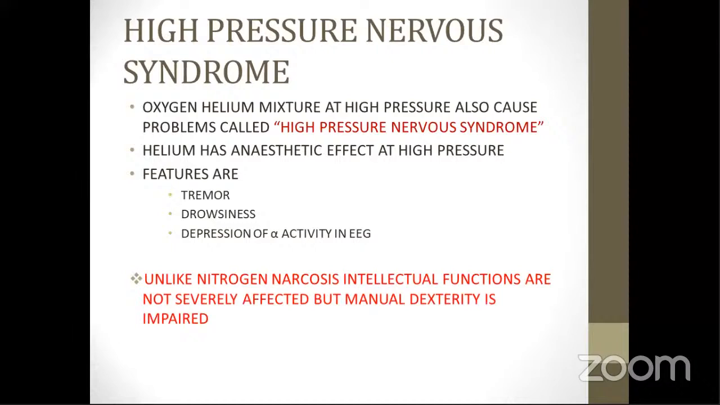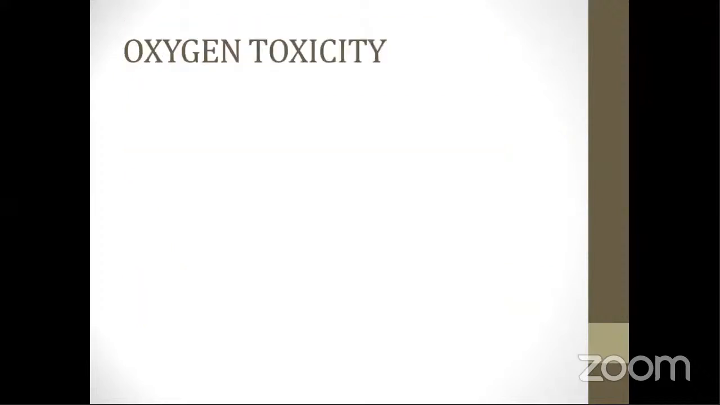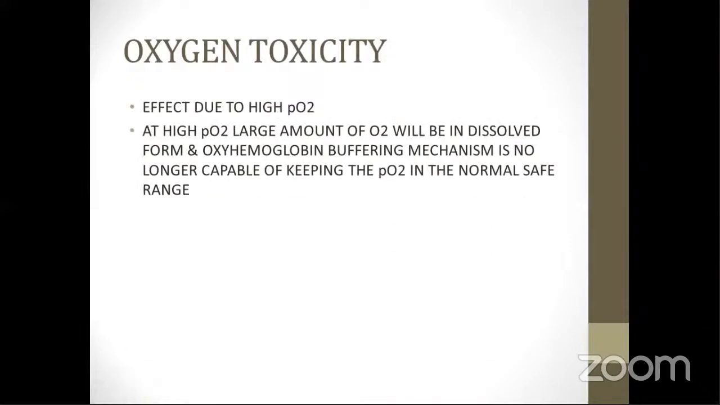One difference from nitrogen narcosis is that here the intellectual functions are not severely affected, but manual dexterity is impaired. And next is oxygen toxicity at high pressure. This effect is due to high partial pressure of oxygen. At high partial pressure, a large amount of oxygen will be dissolved in dissolved form.